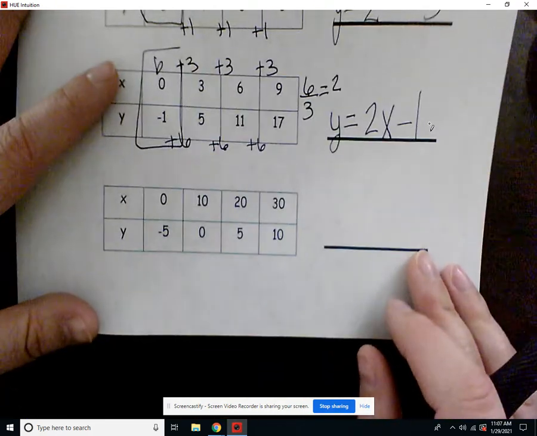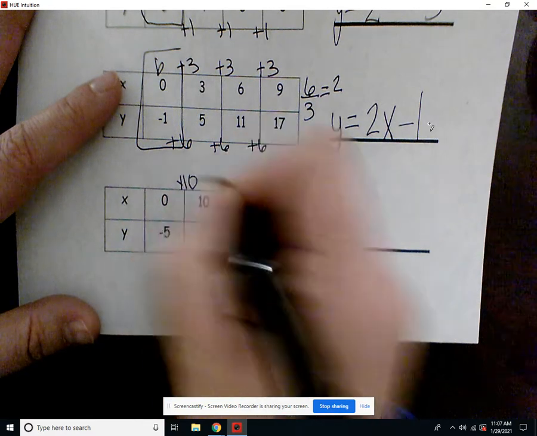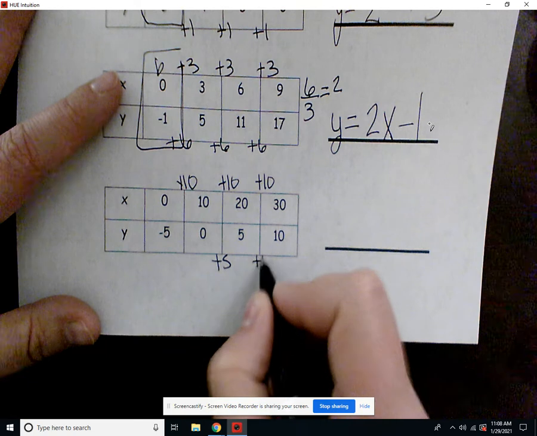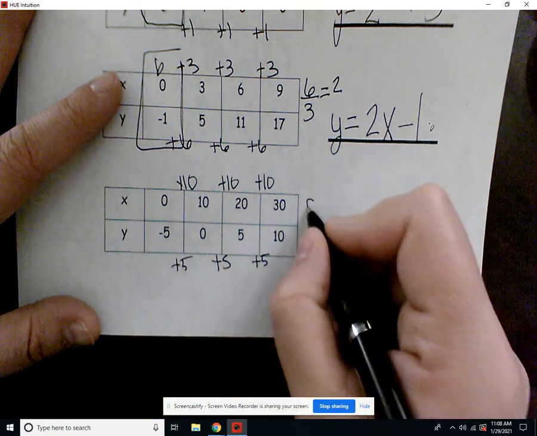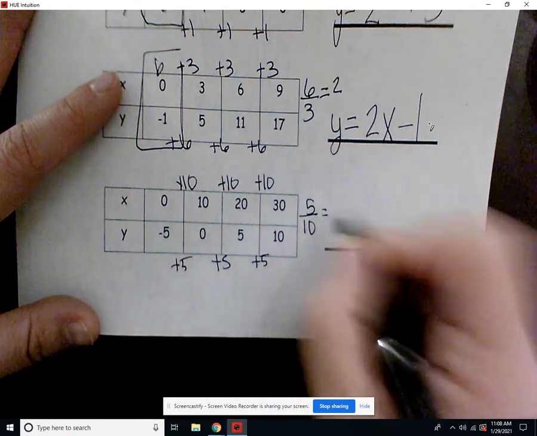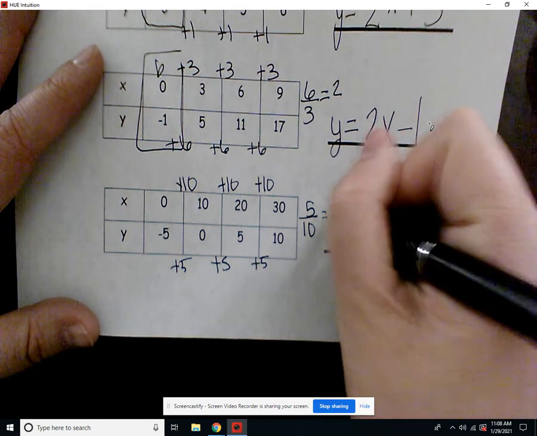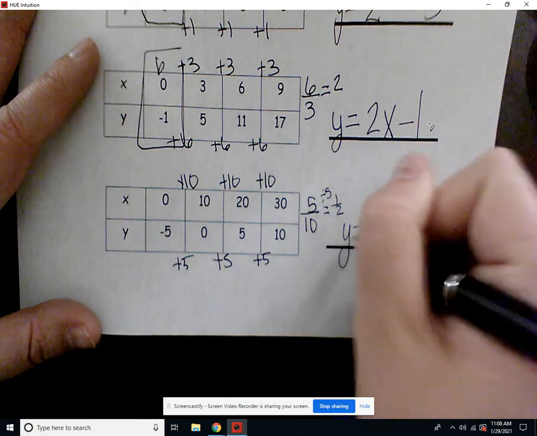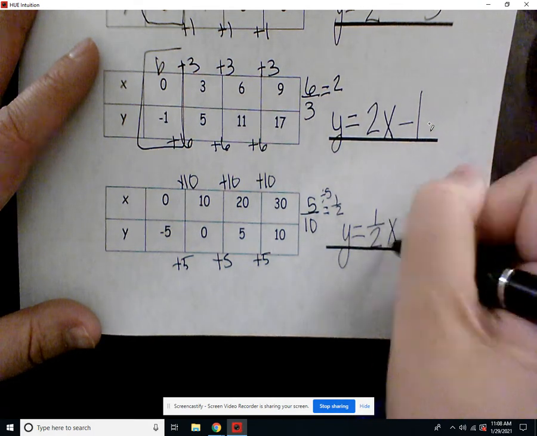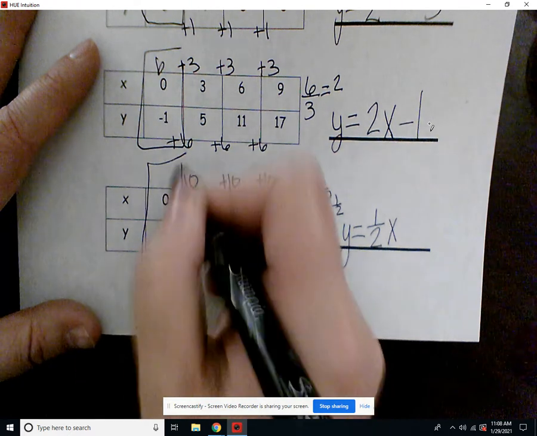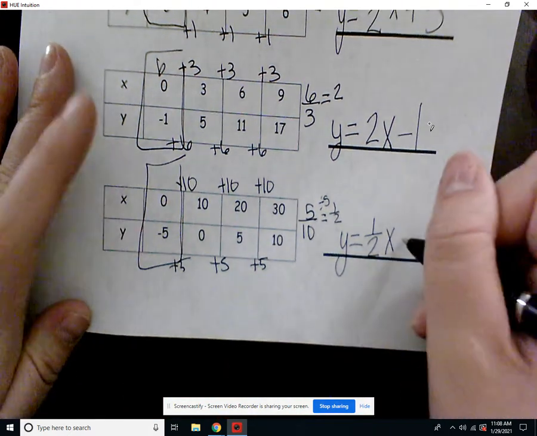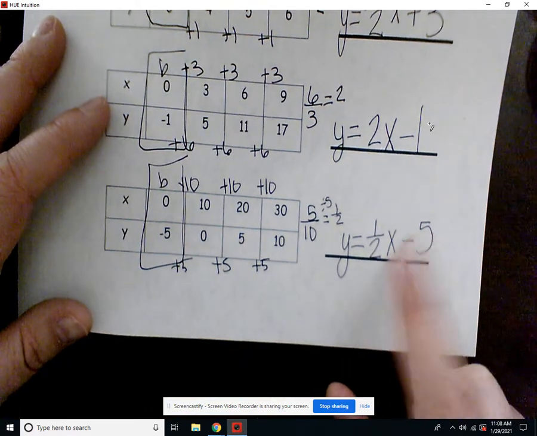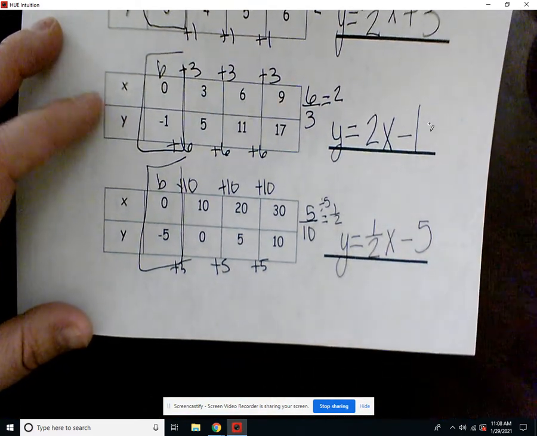All right, last one for this side. This time we're counting by 10's for y, and our x's are counting by 5's. So we have 5 over 10, which has to be simplified. It's going to be 1/2, dividing by 5. So we have y equals 1/2 x. And again, when our x is 0, the y will be our b. Please make sure you put your x, because if you don't, it will be counted wrong.